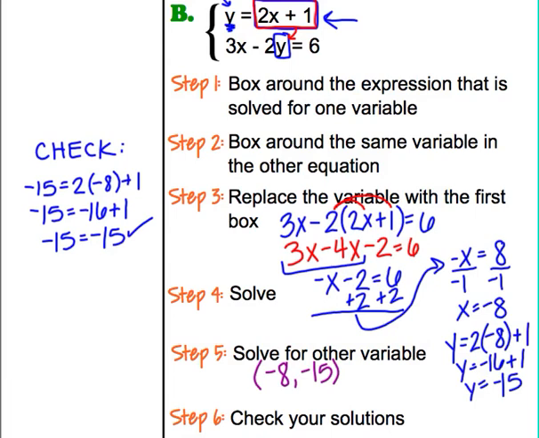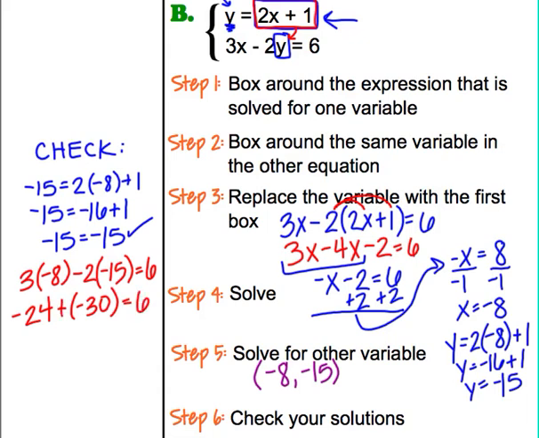And I can go ahead with the second equation: 3 times negative 8 minus 2 times negative 15 should equal 6. 3 times negative 8 is negative 24, minus 2 times negative 15 is negative 30, so minus negative 30, which is plus 30, because adding the opposite, negative 24 plus 30 does in fact equal 6. So I know that I am correct.